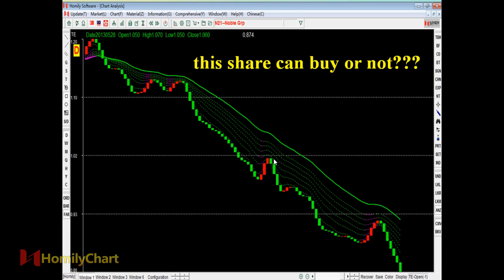If the share is in the medium-term downtrend, whether we can buy or not, of course we cannot get in, because in the downtrend it is difficult to earn much money in the stock market.